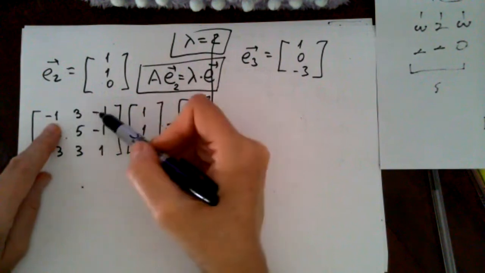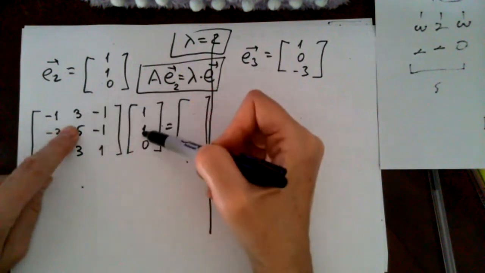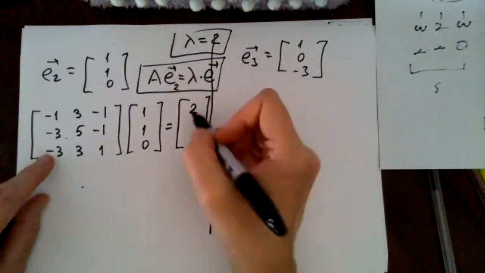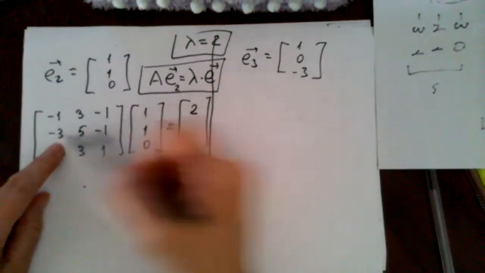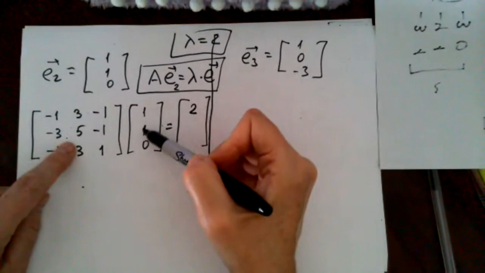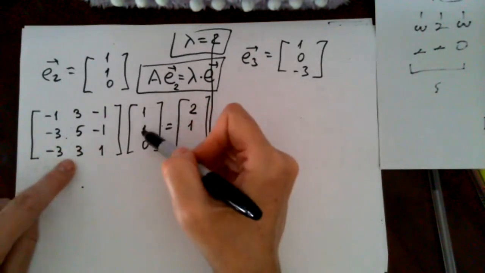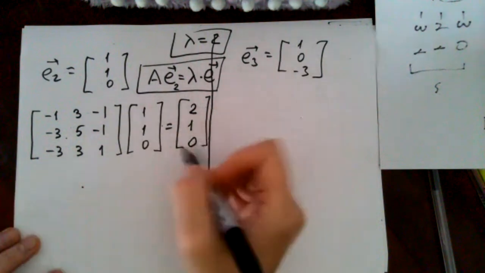Okay. Let's start with the first row. Minus 1 plus 3 will be 2. 2 plus 0 will be 2. The first component is 2. Then the second row. Minus 3 plus 5, 2. 2 minus 1 will be 1. And the last row. Minus 3 plus 1, 0.